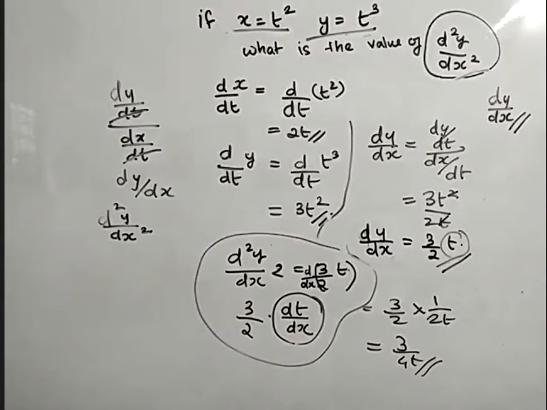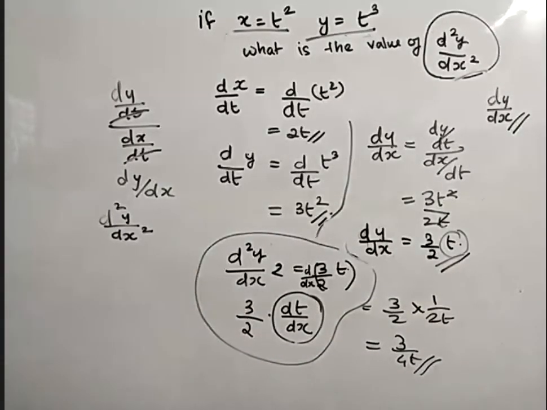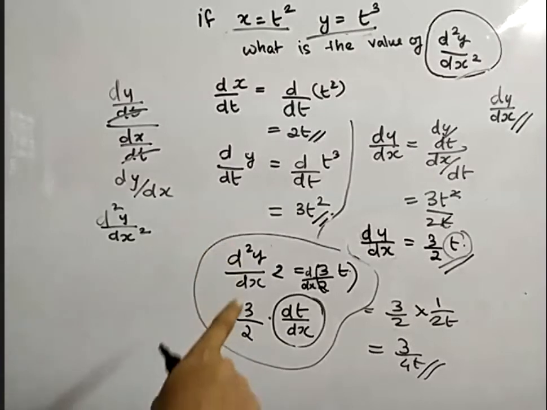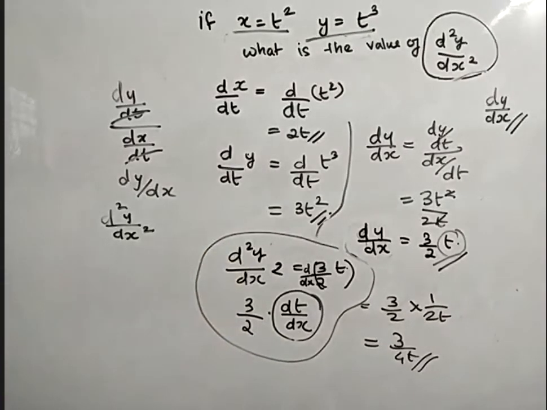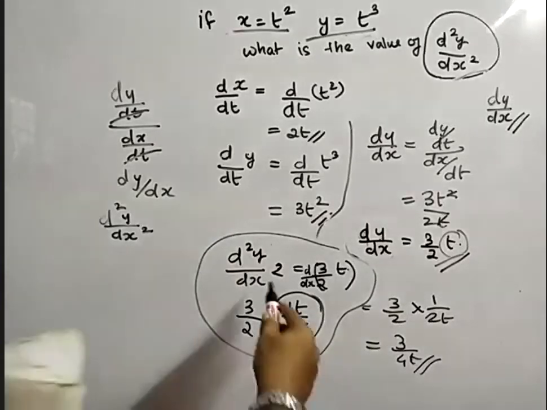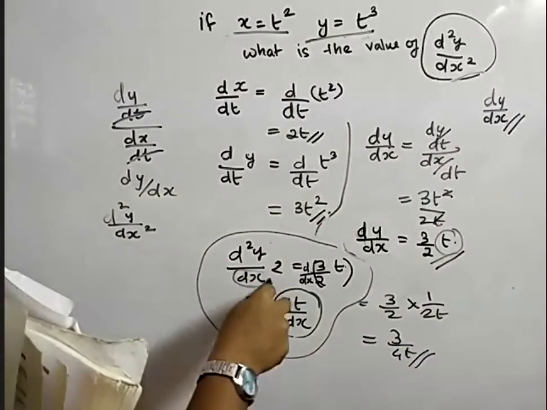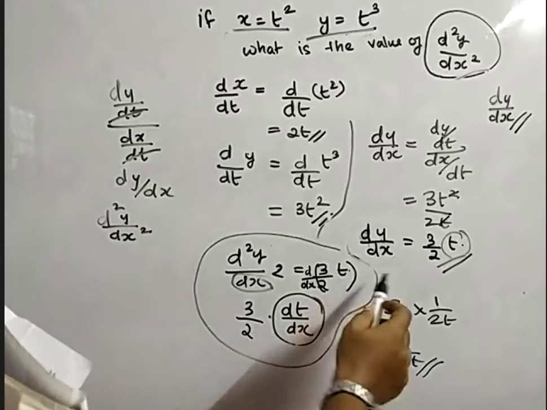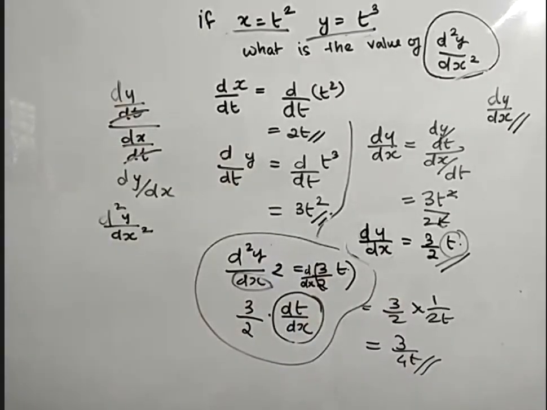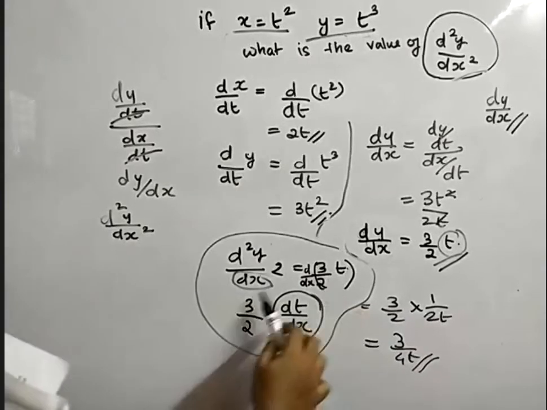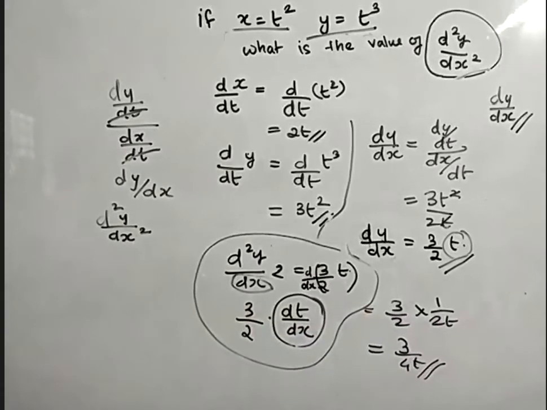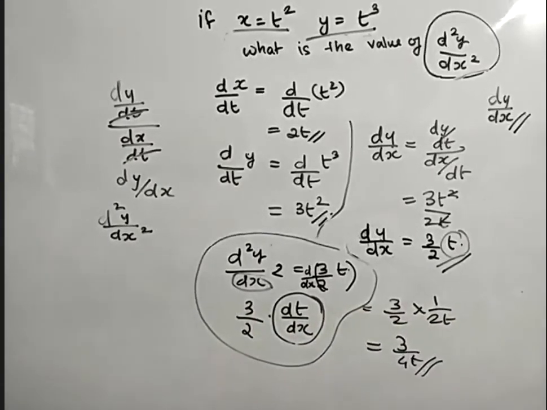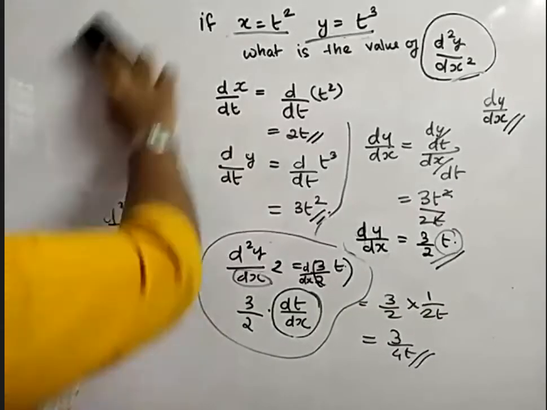Yes, ma'am. Okay, this step was a little bit confusing, but always remember here it was with respect to x, not with respect to t. If it was with respect to t, we could take this as just 1. But we are taking the derivative with respect to x, so dt by dx will come. That's correct. Now write down the next question.